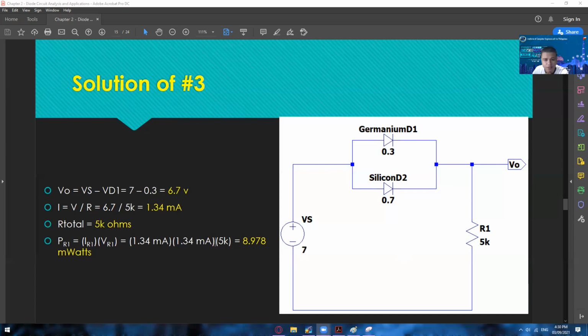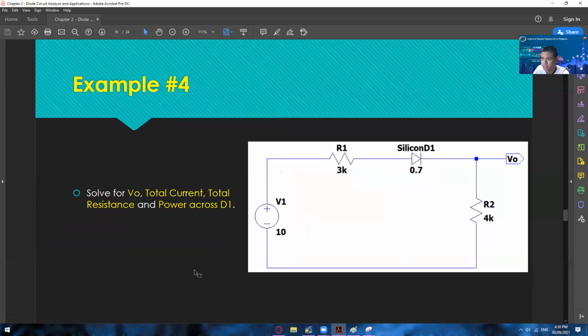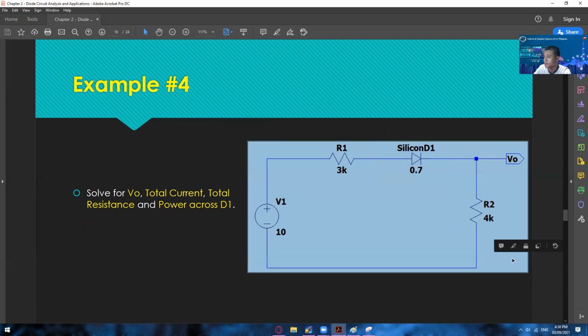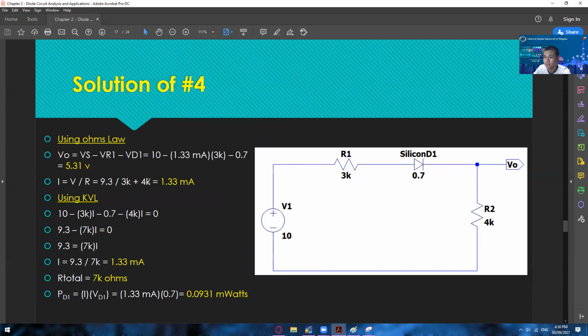Okay, so no question for Mr. Isel and Miss Nicole. If you guys don't have a question anymore, then let's now proceed to example number 4. We have a series connection, but in here we have a twist, like we have to pass across this R1 first before the diode itself. Solve for VO, total current, total resistance, and then the power across D1. Let's have the solution.